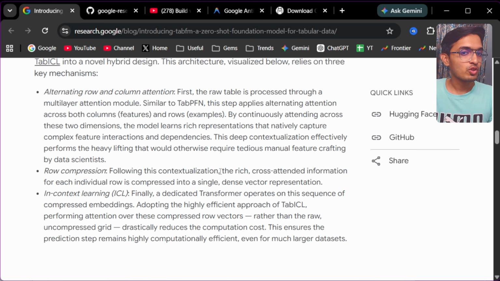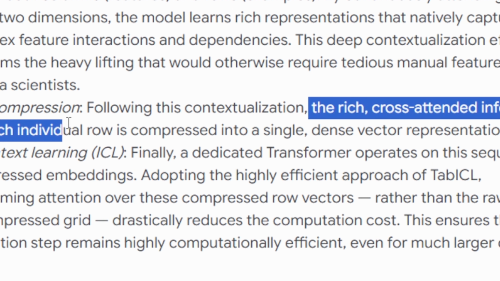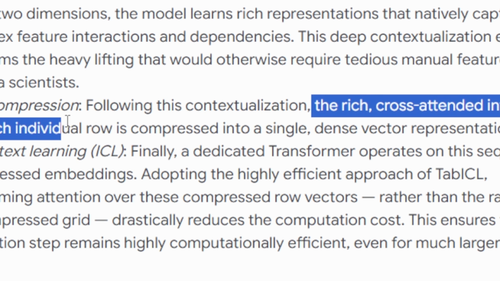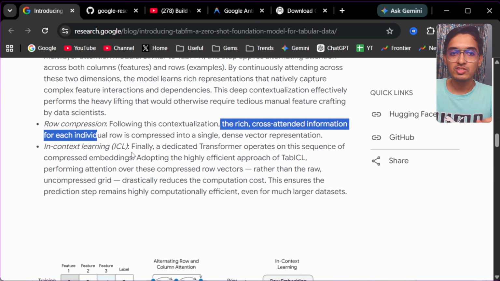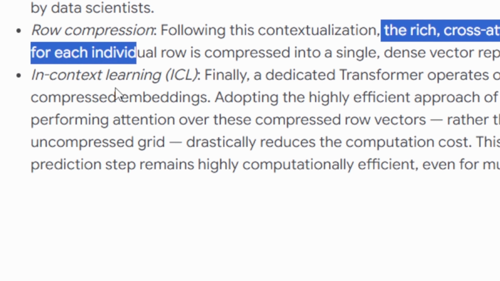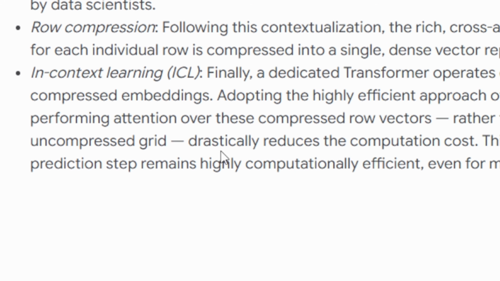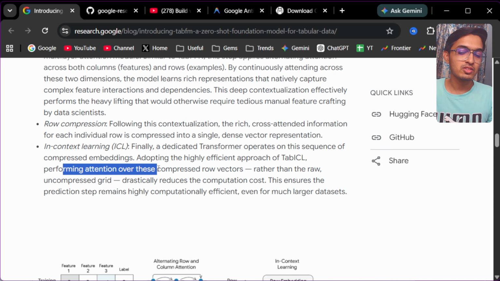During compression, all of this rich cross-attention information for each of the individual rows gets squeezed down into a single dense vector representation, which basically packs all the context into a tiny readable format. And finally, there is a dedicated transformer step, which is in-context learning. This is where the model connects the dots to make the final prediction. It performs this by passing the attention over the different compressed row vectors rather than the raw massive grid.